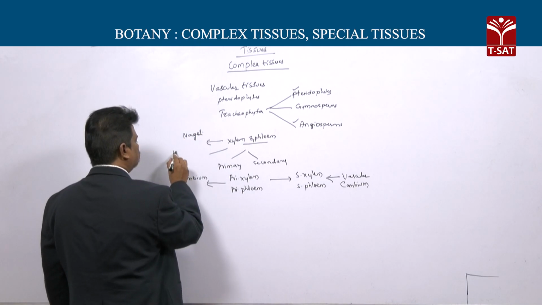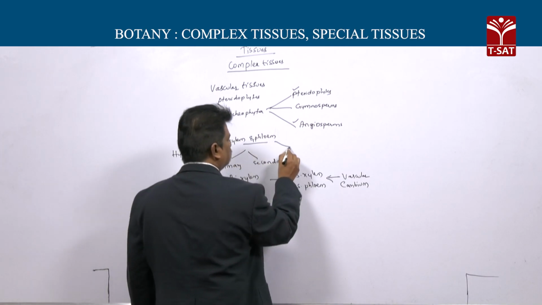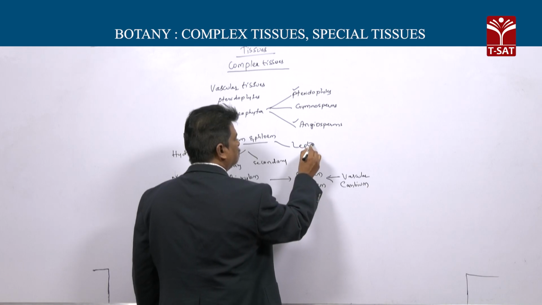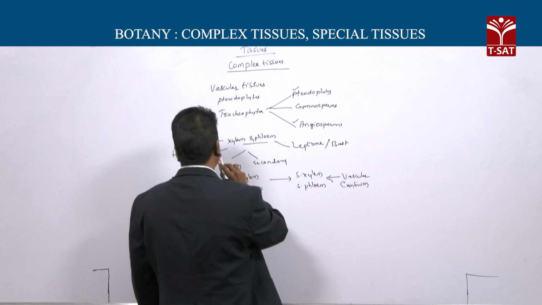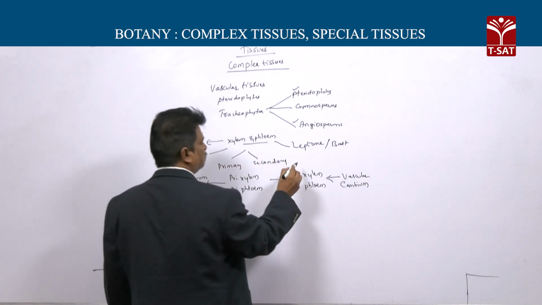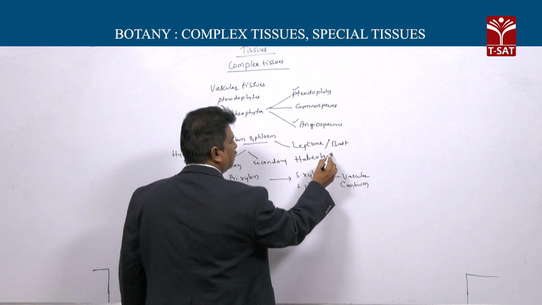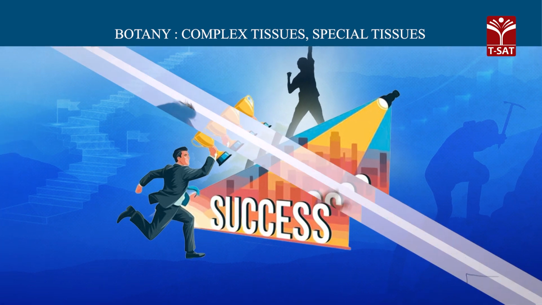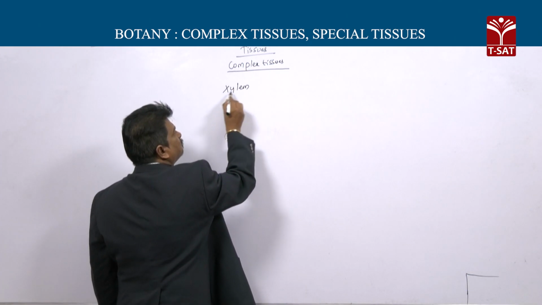Xylem is also called hydrome. Phloem is also called leptome or bast. Here, the xylem and phloem terms were given by Nageli. Hydrome and leptome terms were given by Haberland. Next, individual description. First one, xylem.